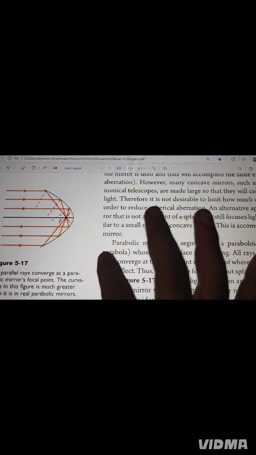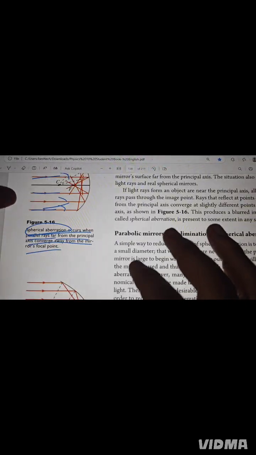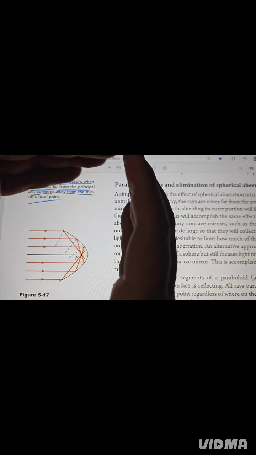This is the parabolic mirror. Look at the difference between them. This is a spherical mirror and this is a parabolic mirror. We make this curve like that. We are going to make it a lot more curved. Why are we doing this?